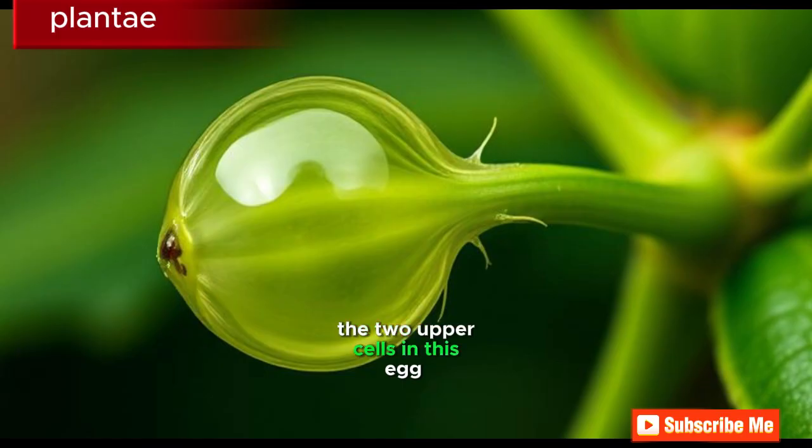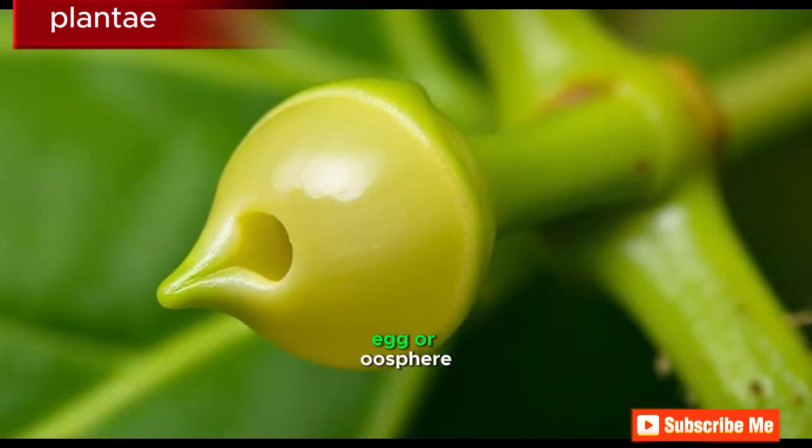The 2 upper cells in this egg apparatus are called synergids, or help cells, while the 3rd lower cell is the egg, or oosphere. In the center of the embryo sac, a nucleus termed the secondary nucleus is present. Variation in general form and in position of micropyle distinguish various types of ovules. All forms of the ovules are modifications of a basic type.